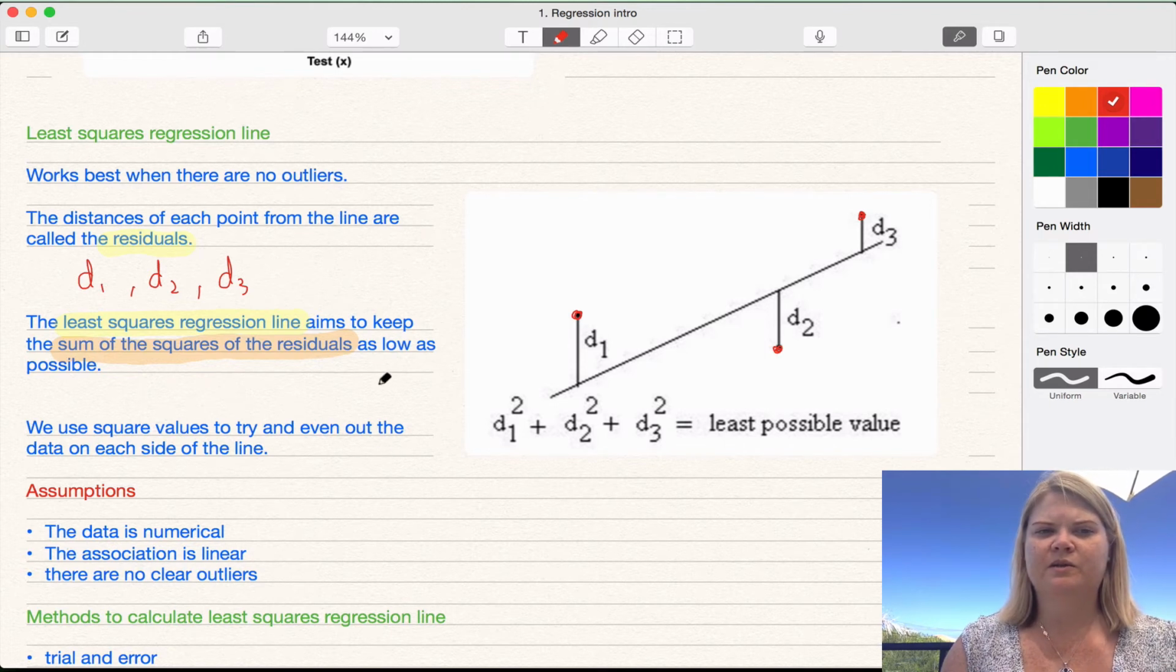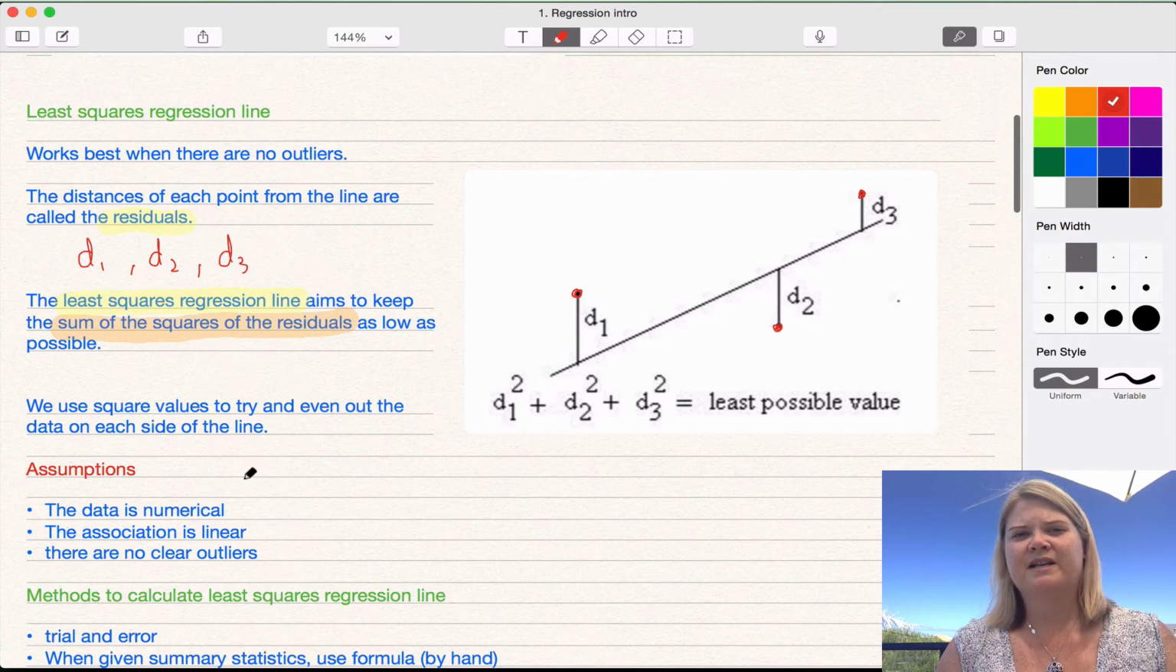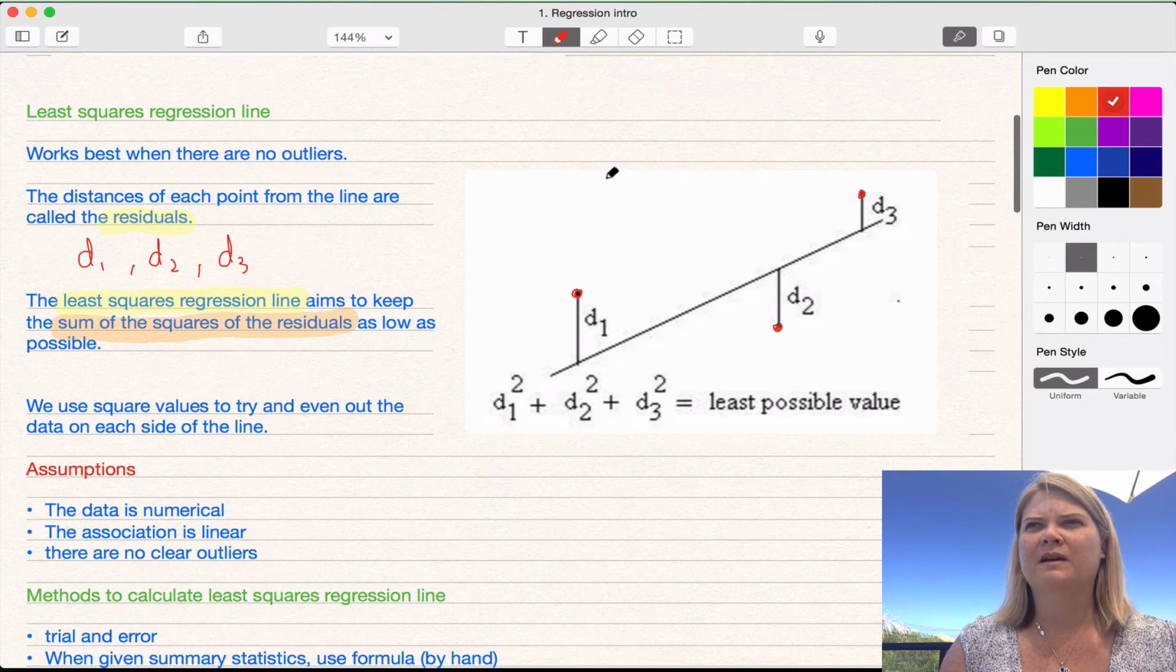Assumptions when you're using a least squares regression line: you need to make sure your data is numerical. You wouldn't be drawing a scatter graph or a scatter plot if you didn't have numerical data, so hopefully that's not even an issue. You need to make sure that the association is linear. We haven't looked at other associations yet, but if it's a non-linear association, you cannot use the least squares regression line. And like I said up here, you need to make sure that there are no clear outliers in your data.